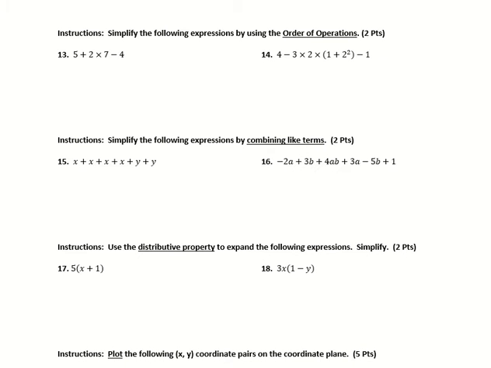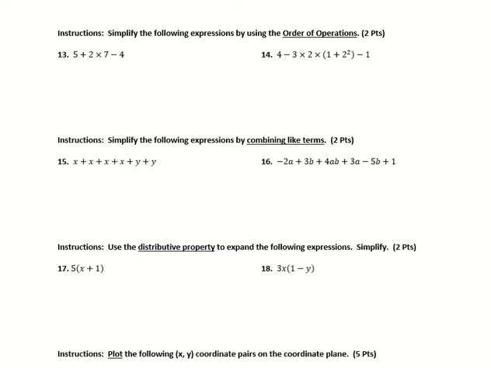Instructions. Simplify the following expressions by using the order of operations. Number 13. 5 plus 2 times 7 minus 4. Number 14. 4 minus 3 times 2 times the quantity 1 plus 2 to the power of 2, end quantity, minus 1.